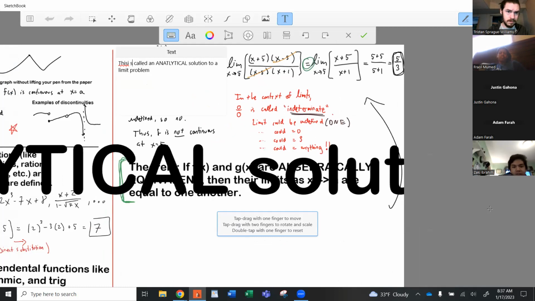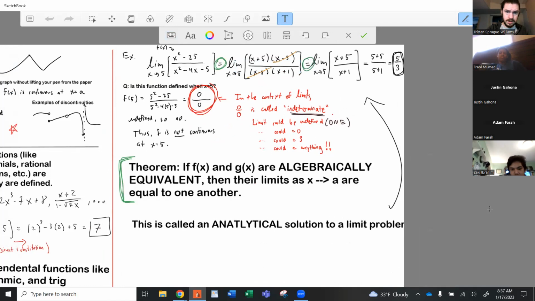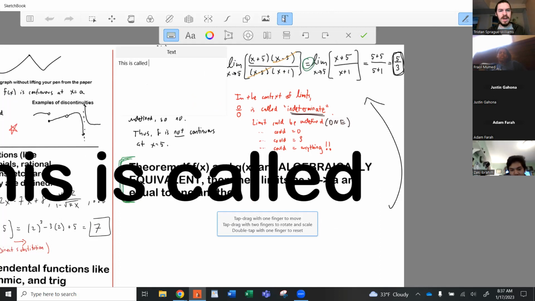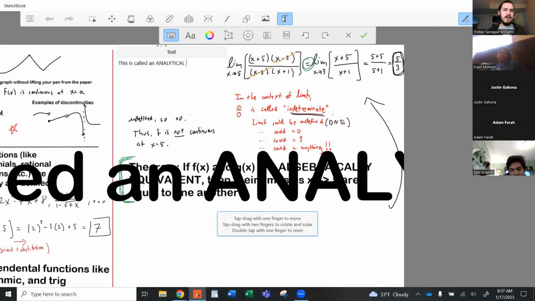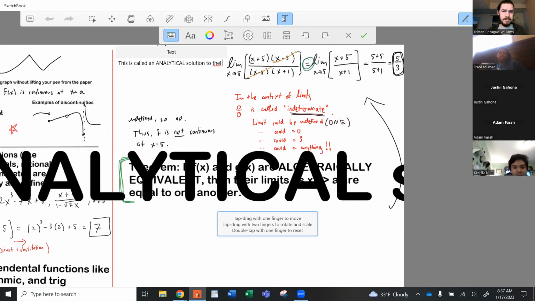Wait, it's analytical. It's not supposed to have a T over the L. Oh yes, you're right. I spelled it, yeah, you're right. I typed it here. I'll try again. Anyway, that's a vocab word for you. Analytical solution to the limit problem.